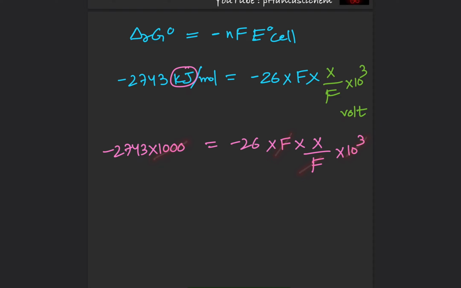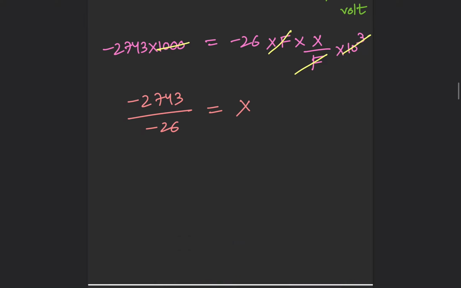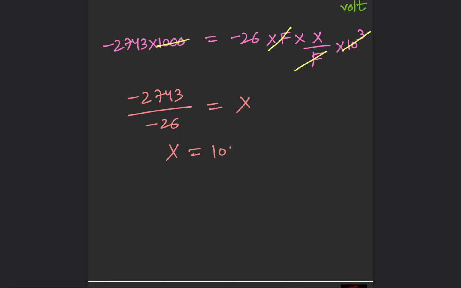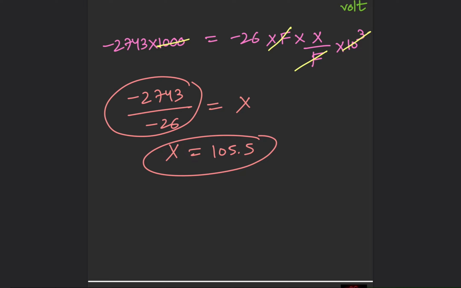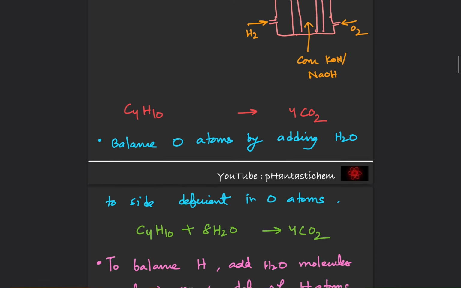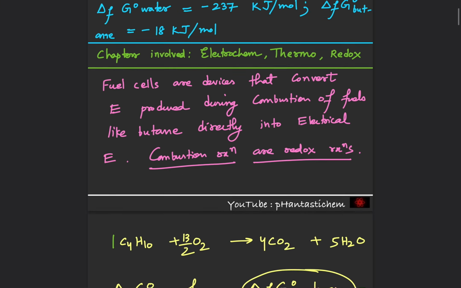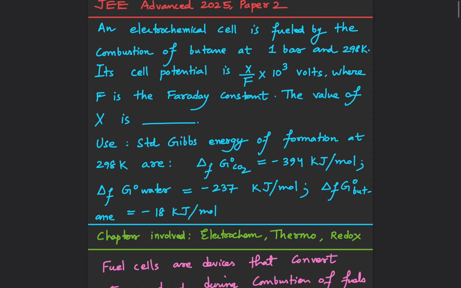So we are left with minus 2743 divided by minus 26 is equal to X. Therefore, X is going to be 105.5 when you do this division. Okay, therefore the answer is 105.5. So the value of X is 105.5. Okay, thank you.